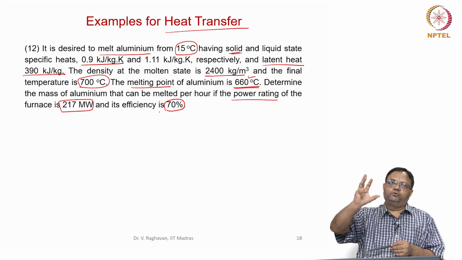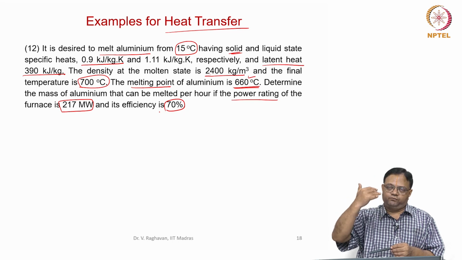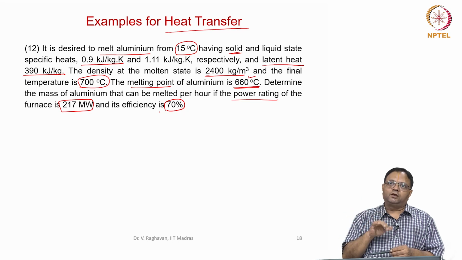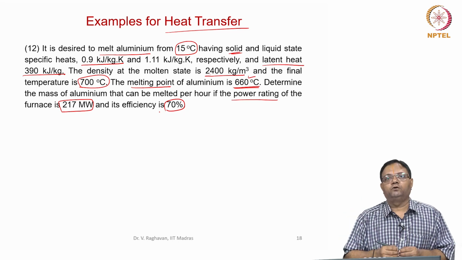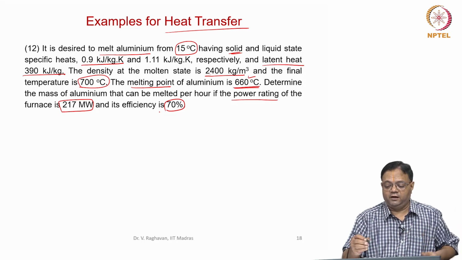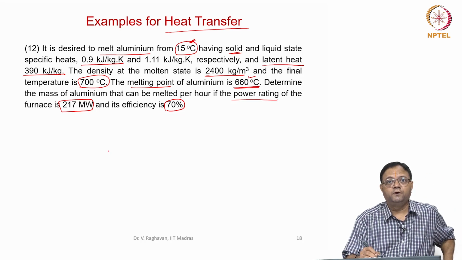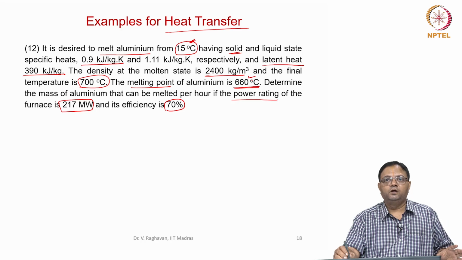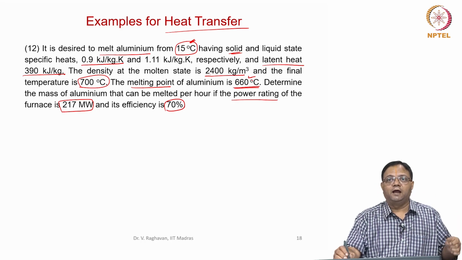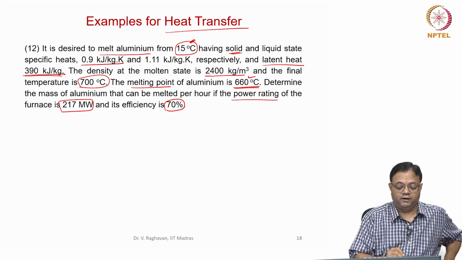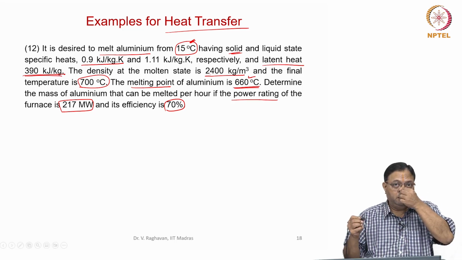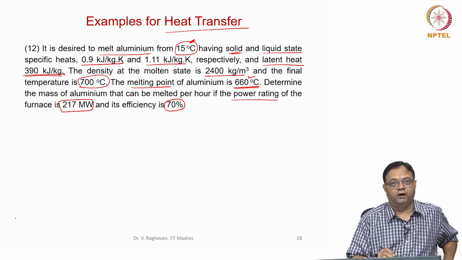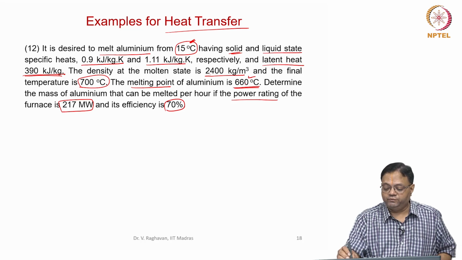In the previous problem it was cooling. Say for example, a liquid food at 5 degrees is first frozen at its freezing point of minus 5 degrees, then further cooled below its freezing point to minus 16 degrees. That is a cooling problem. Here it is heating: initially starting as a solid at 15 degrees, its temperature is raised to 660 degrees where it will melt. Then for melting I have to supply the latent heat of melting, 390, which is given. Then the molten, liquid-state aluminum has a different Cp value that should be used to increase the temperature from 660 to 700.